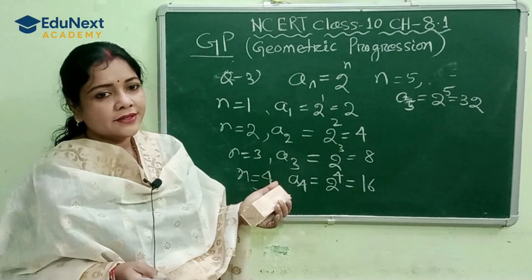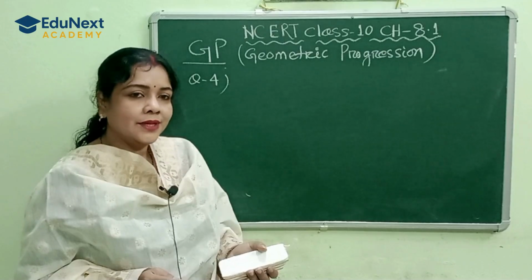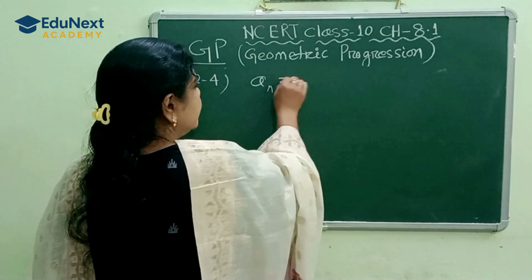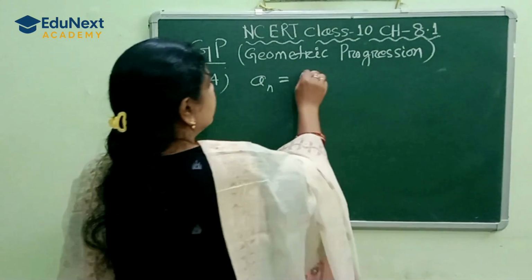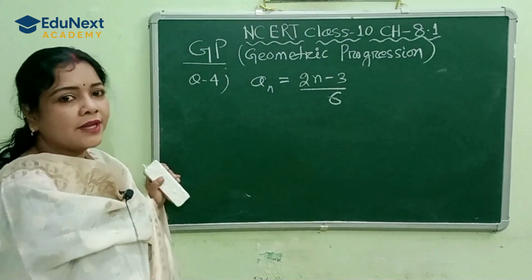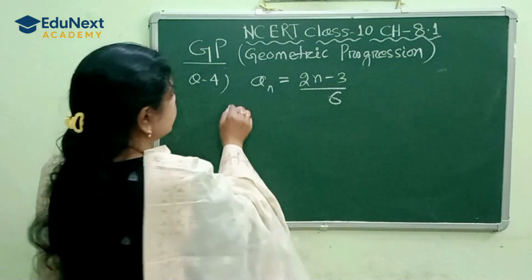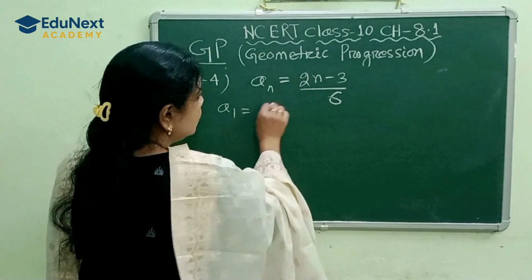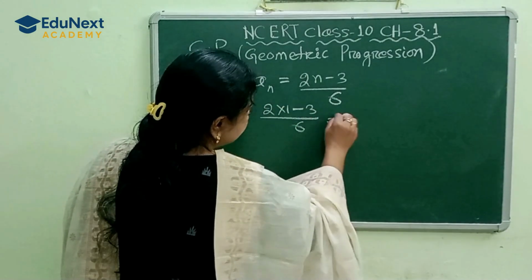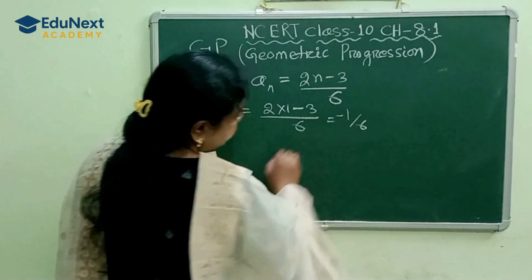Right. Now let us solve another question, question number 4. Given a_n is equal to (2n minus 3) divided by 6. You can find it very easily. That means a1 is equal to (2 into 1 minus 3) by 6, that is minus 1 by 6.